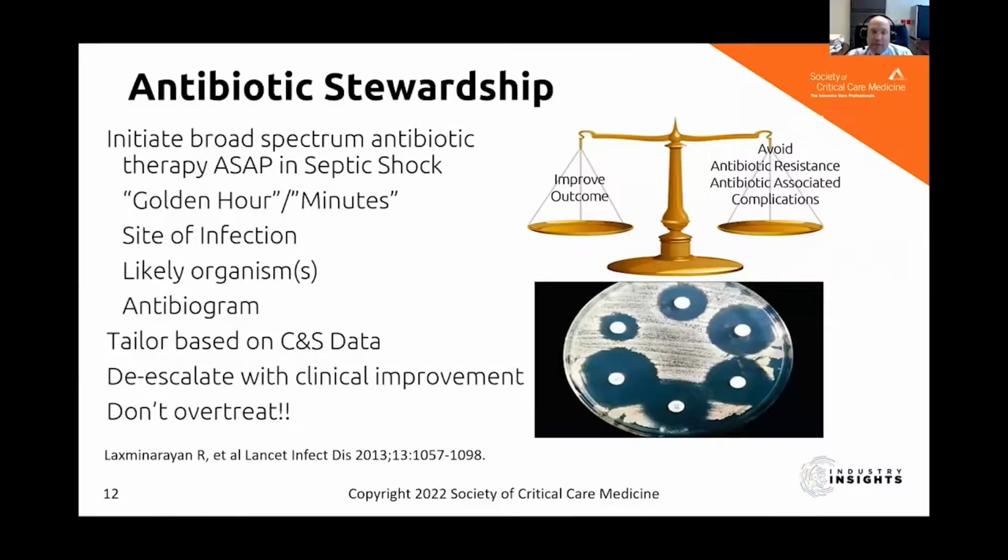Next. So we need to move into antibiotic stewardship. And while we're under the gun to provide effective antibiotic therapy as soon as possible, especially in septic shock, where we have golden hour, golden minutes of opportunity to try and intervene to improve outcome, we also need to be cognizant that we need to avoid giving unnecessary antibiotics. We don't want to fuel antibiotic resistance, and we don't want to create antibiotic-associated complications. We also need to be mindful that we got cultures for a reason. We want to see what the culture and sensitivity results are, tailor our therapy based on those results, and de-escalate our therapy as the patient clinically improves. And while no one argues with the need for treatment, we don't want to be guilty of overtreatment.